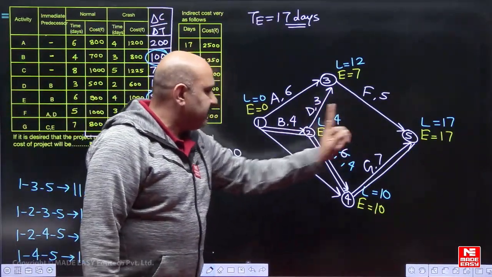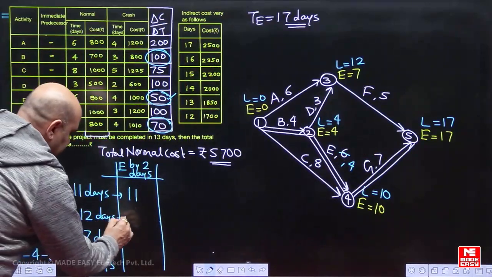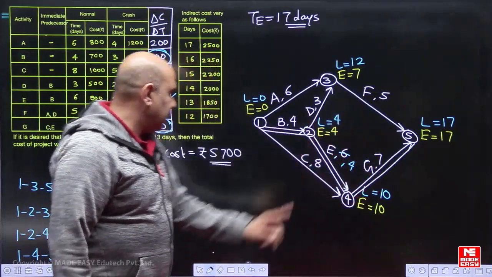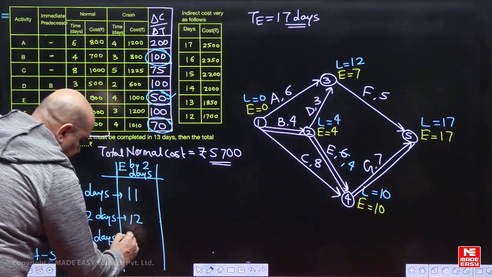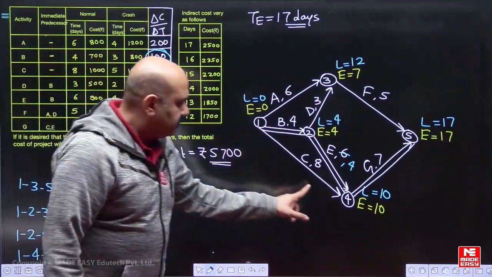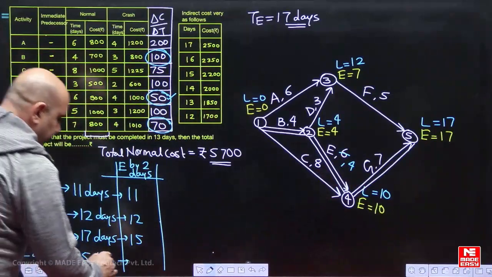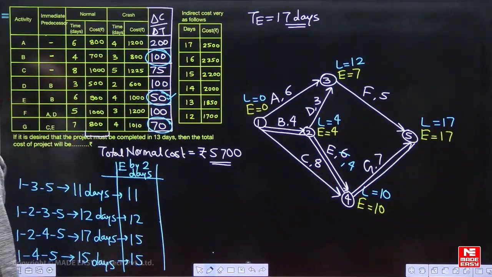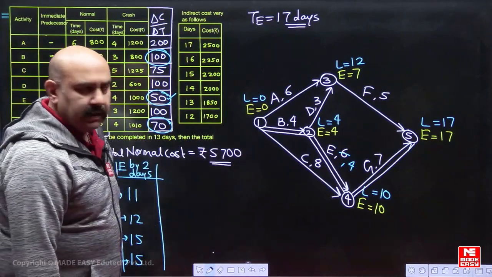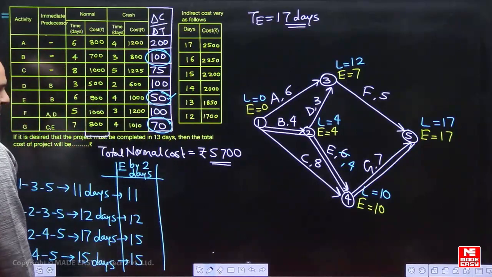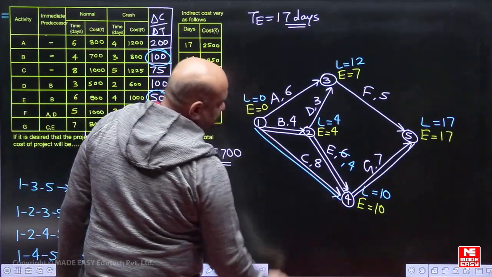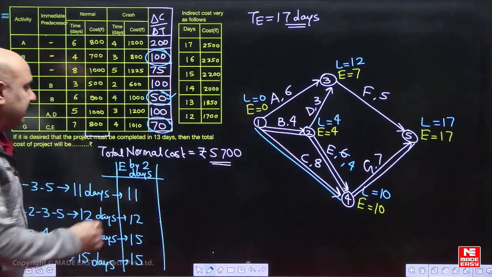4 plus 3, 7. 7 plus 5, 12 days. Still it will be 12 days. Now 4 plus 4, 8 plus 7, that will become 15 days. And this path 8 plus 7, 15 days. See, this will be our first crashing. After first crashing, now there will be 2 critical paths. This will also now be a critical path. Project will be of 15 days, but we have to move up to 13 days.